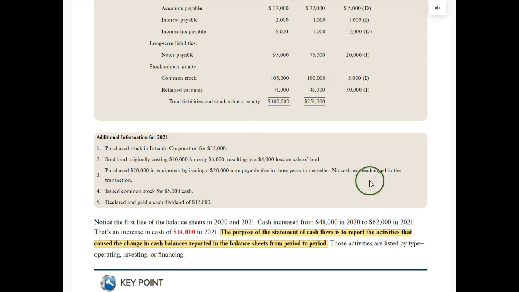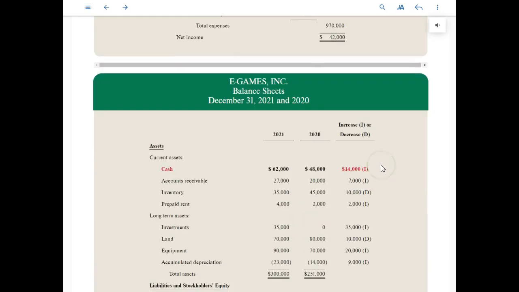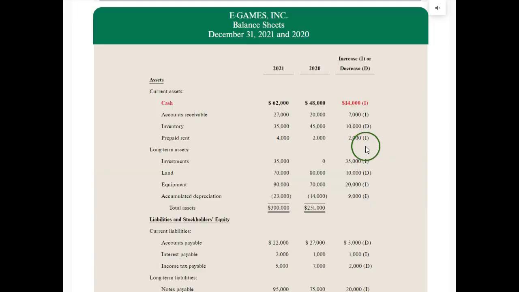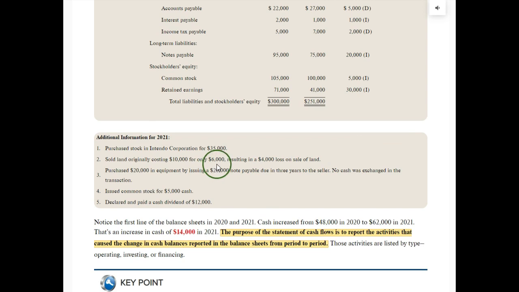They give us other information. They purchased stock in another corporation. They sold land, costing $10,000, for only $6,000. There's the loss of $4,000 right here. But we need to know this cash flow number, the $6,000. Purchased equipment by issuing a note payable. Issued common stock, and then declared and paid a cash dividend. So we'll need all this in just a few minutes.